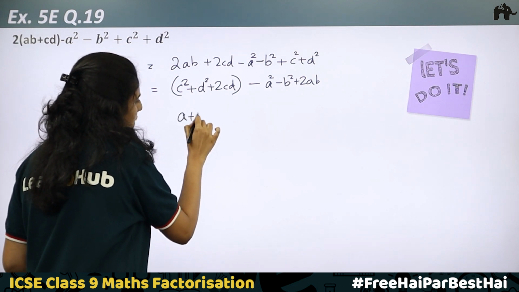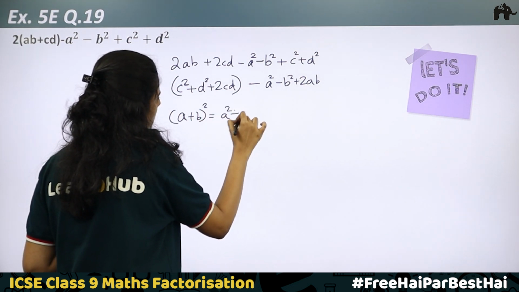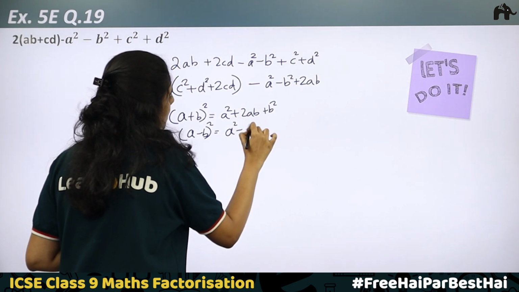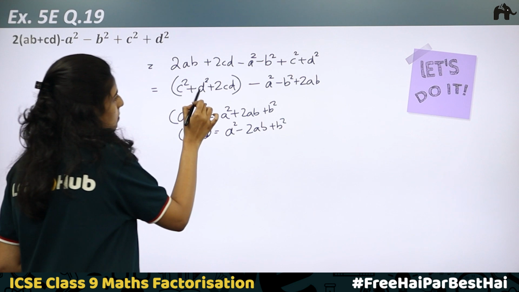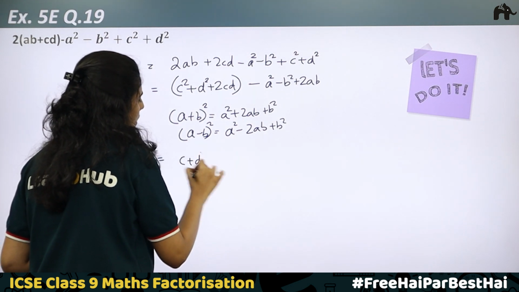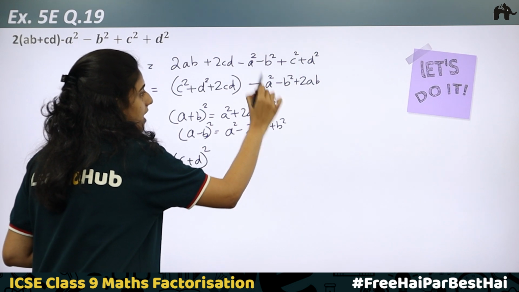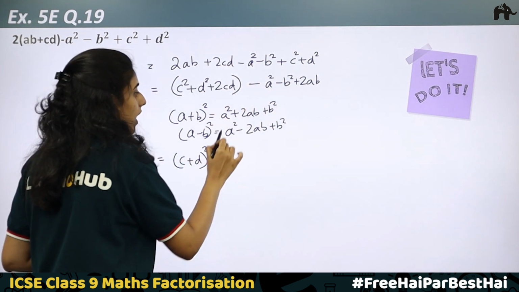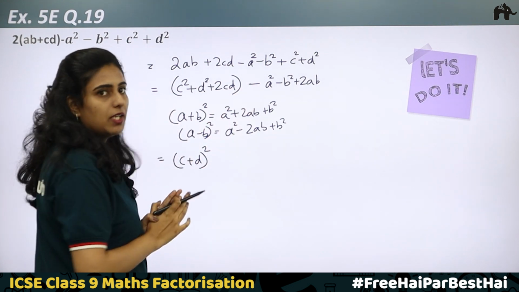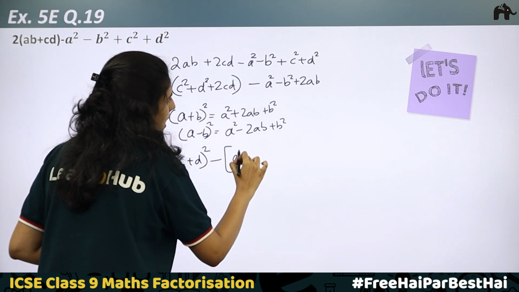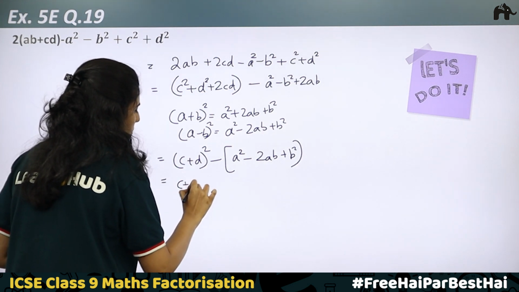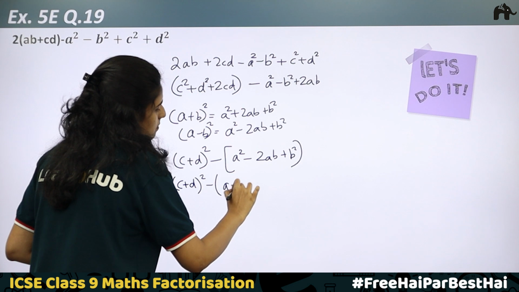We have a plus b whole square is equal to a square plus 2ab plus b square, and a minus b whole square is equal to a square minus 2ab plus b square. Now c square plus d square plus 2cd, this is of the form a plus b whole square. So this part becomes c plus d whole square. Okay. Now here we are having minus a square minus b square plus 2ab. We know a square minus 2ab plus b square is a minus b whole square. So to get this, what can be done? The negative sign can be taken out. Okay. So taking out negative sign, we will be having a square minus 2ab plus b square. Which is c plus d whole square minus a minus b whole square.